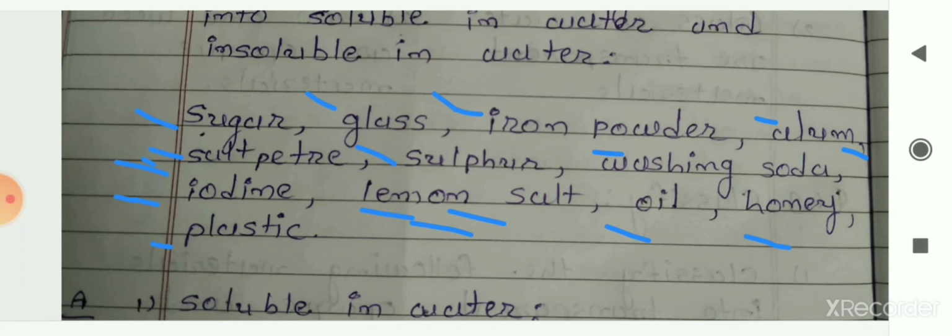Next is sulfur. It is not soluble in water, so it will come in the insoluble part. Then washing soda. It is soluble in water. Next is iodine. It is insoluble in water. Lemon salt. We add this in food items, so it is soluble in water. Next is oil. It is not soluble, it will float on the surface of the water, so it comes in the insoluble group. Then honey. You can check this, honey is also soluble in water. And then plastic. It is not soluble in water.